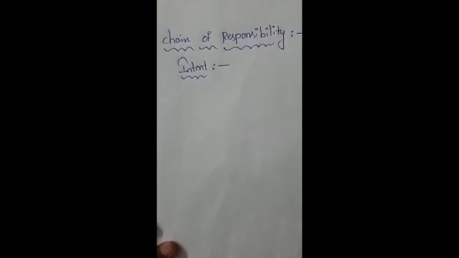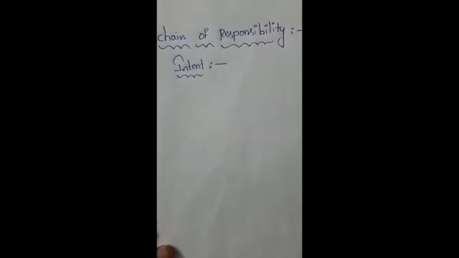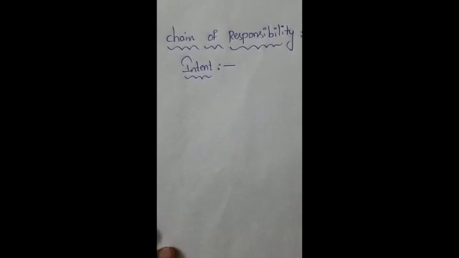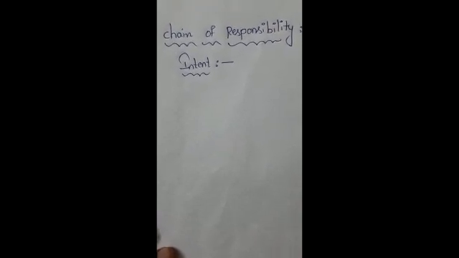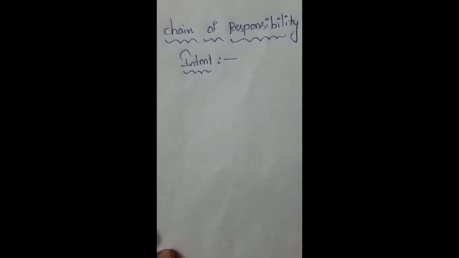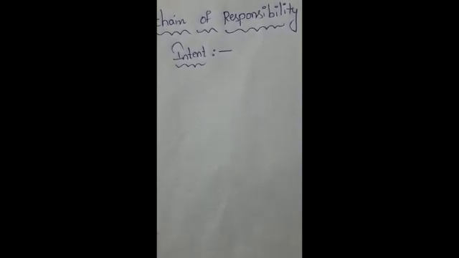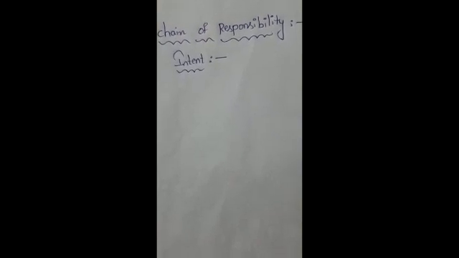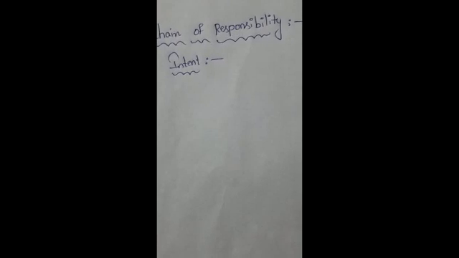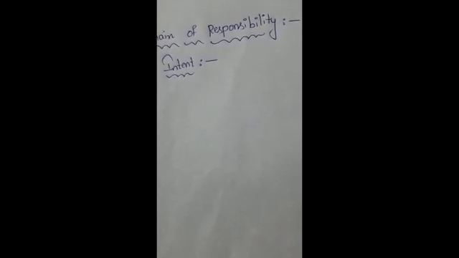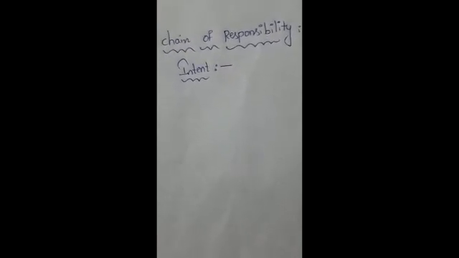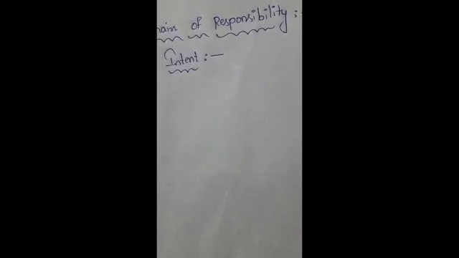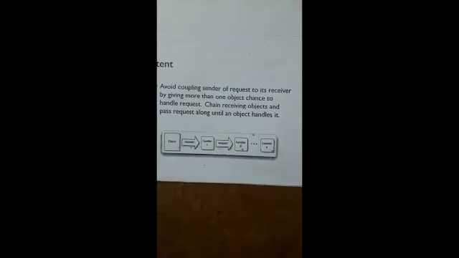Coming to the first pattern under behavioral patterns, the first one is chain of responsibility. Under the chain of responsibility, the first template is intent. The intent of a chain of responsibility is to avoid coupling the sender of a request to its receiver by giving more than one object a chance to handle the request. Chain the receiving objects and pass the request along until an object handles it.